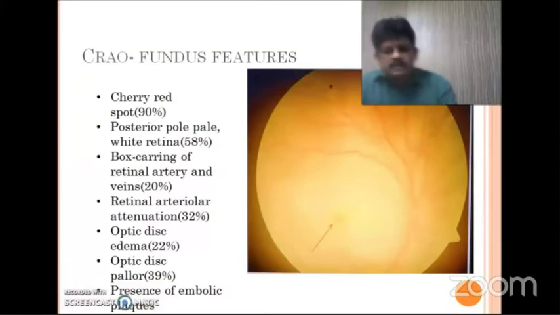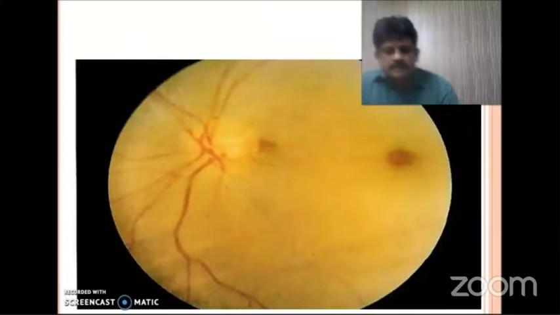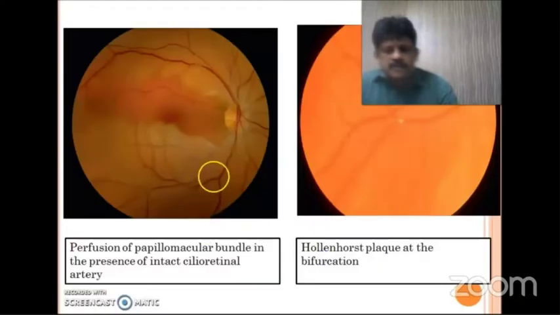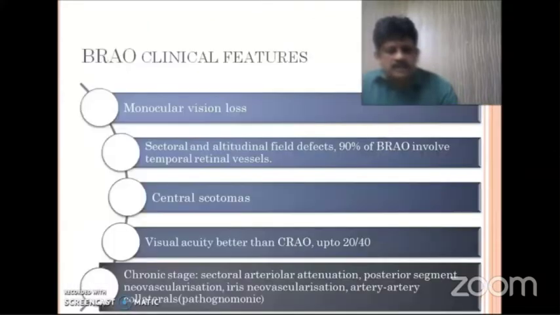Classic clinical fundal features are presence of cherry red spot, posterior pole thickening, boxcarring of retinal arteries and veins secondary to stagnation of blood flow and separation of erythrocytes from serum. In long-standing cases, attenuation of retinal arteries and optic disc pallor. This is a fundus picture of the left eye showing CRAO with cherry red spot. Again, it's a case of CRAO with a perfused cilioretinal artery, and on the right hand side of the screen, Hollenhorst plaque at the bifurcation of the arteriole.